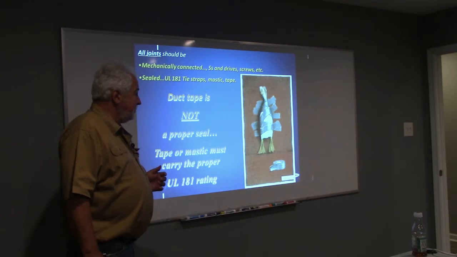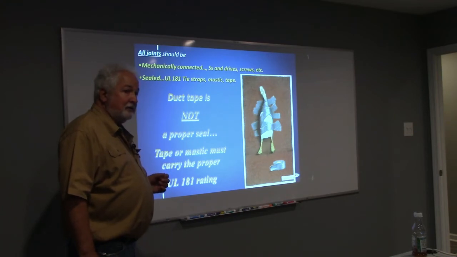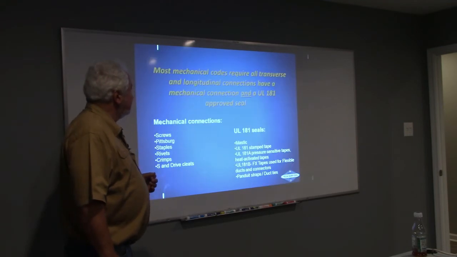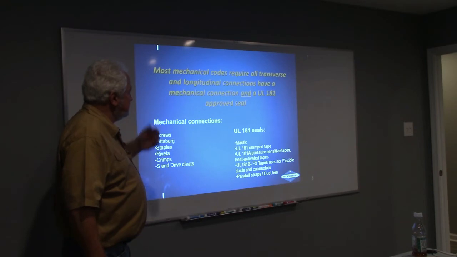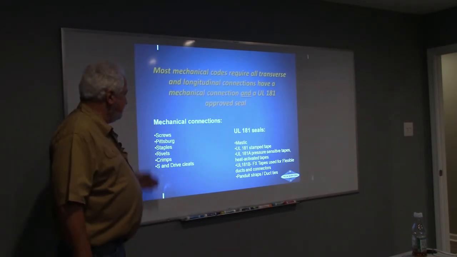Cool. Can it be a problem with codes if I don't have a proper seal on that ductwork? Yeah, because we're building something not within code. And that follows you for the rest of your life. That's one of those things that just stays there for the life of that unit. Good? All right. Most mechanical codes require all transverse and longitudinal connections to have a mechanical connection and a UL 181 approved seal.